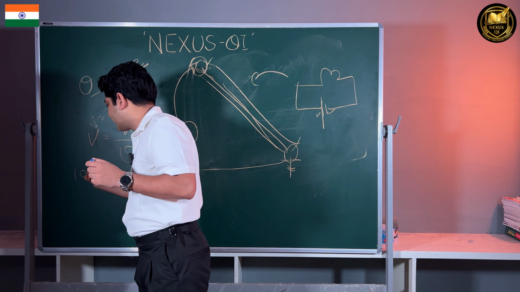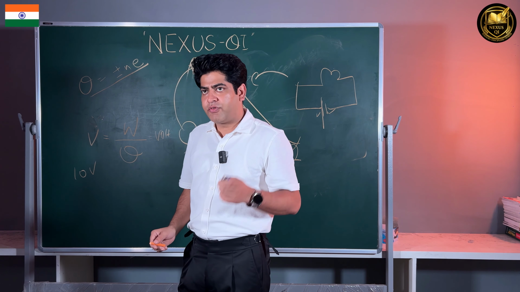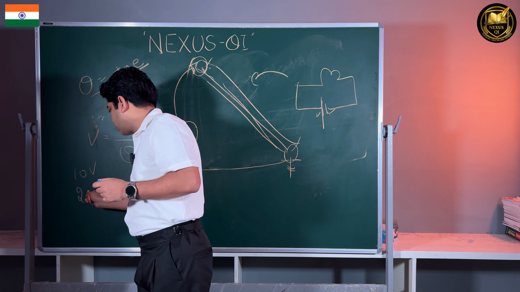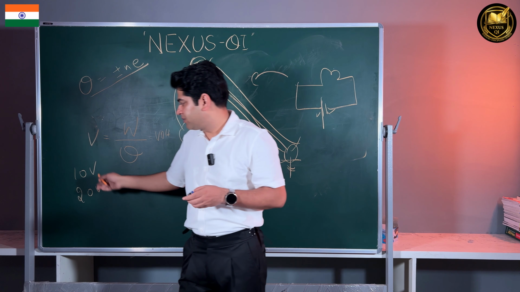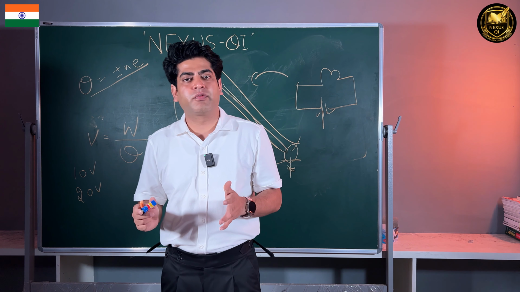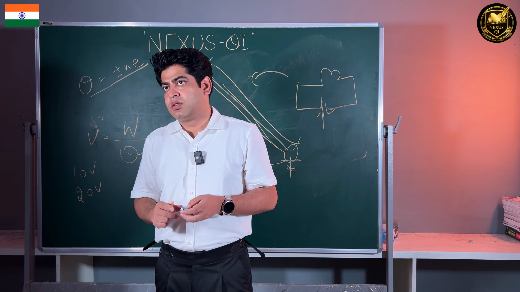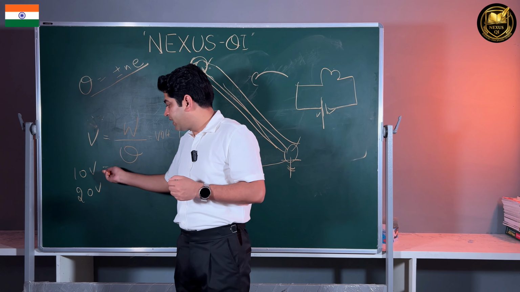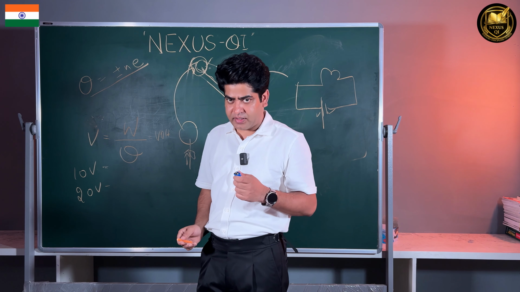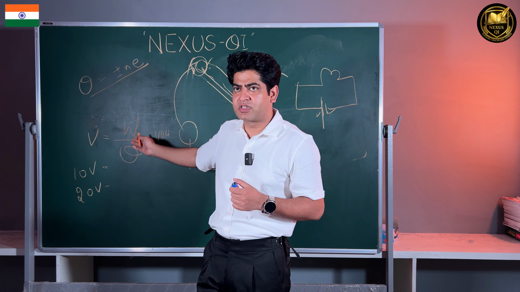Suppose I tell one person to go and get a 10 volt battery, and I tell another person to go and get a 20 volt battery. So I will give an assignment to two people: go and get a 10 volt battery and a 20 volt battery. Now, they have to understand what is the meaning of 10 volt battery and 20 volt battery. It is very clear now because we have decoded the formula.